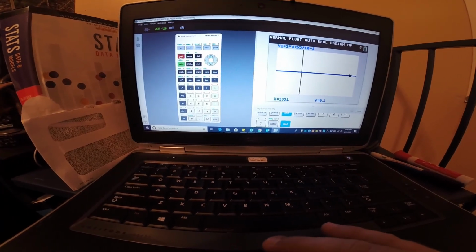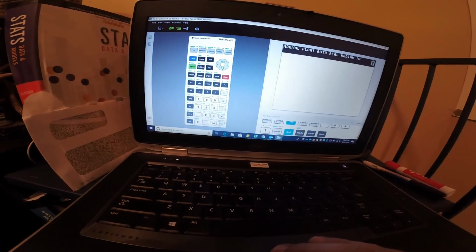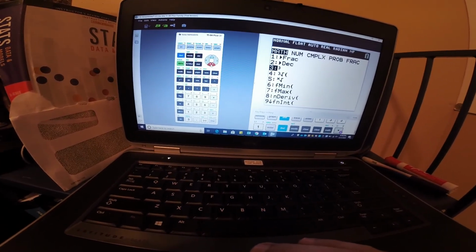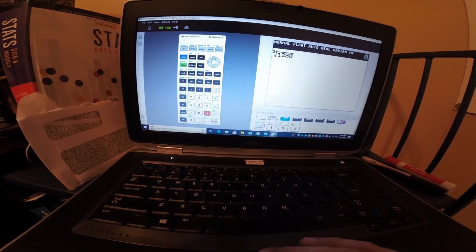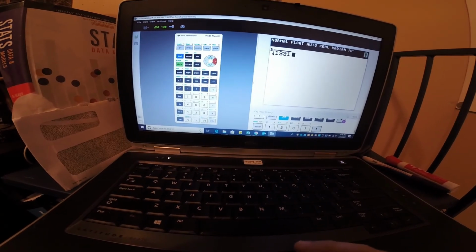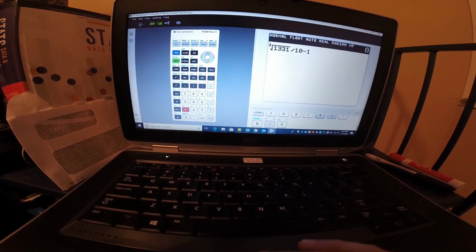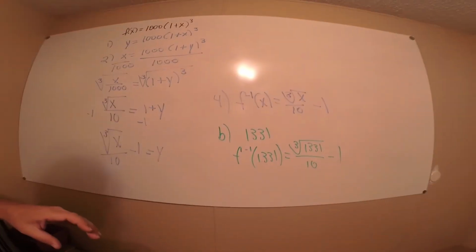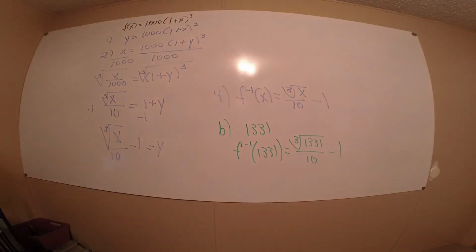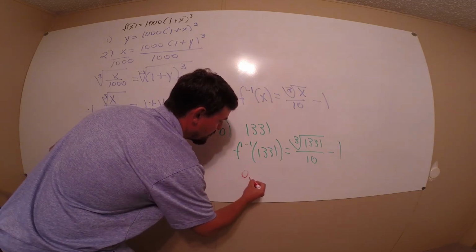Don't believe me? We can go back to our regular screen here and we can plug it in just like we had. So we can go math, cube root of 1,331. Get outside of that radical sign, hit your divide button. We're going to divide it by 10. We're going to subtract 1. Gives you 0.1. So our answer for B is we need an interest rate of 0.1.